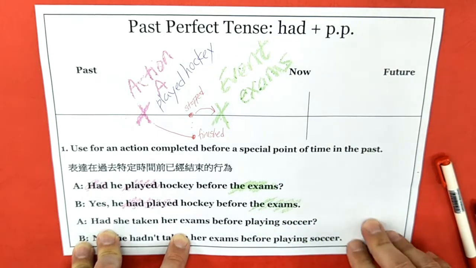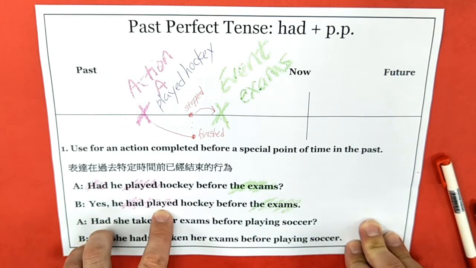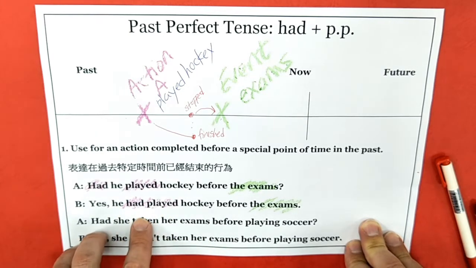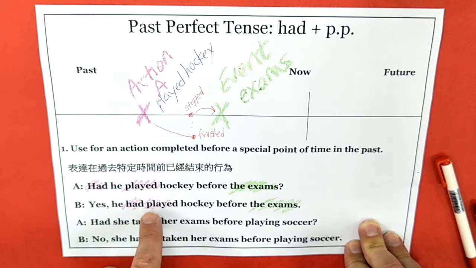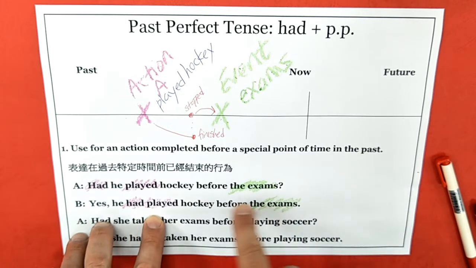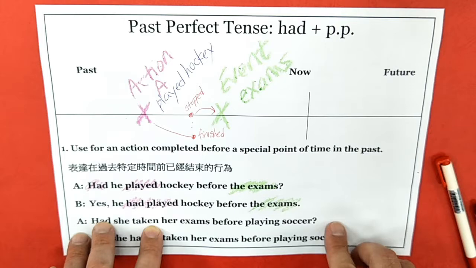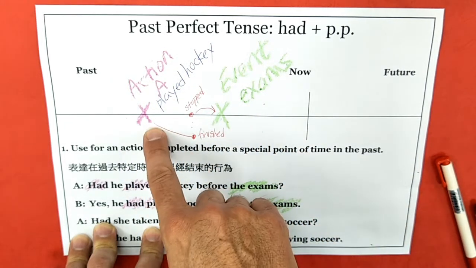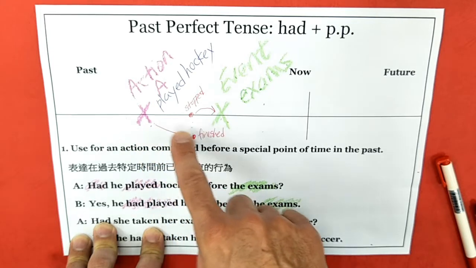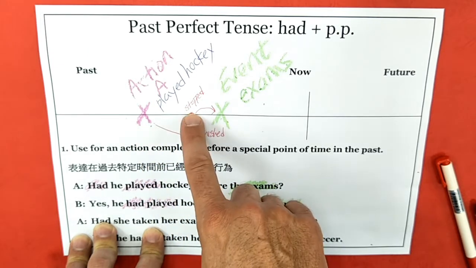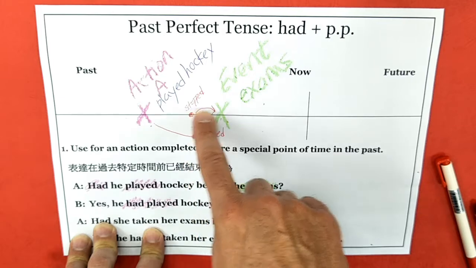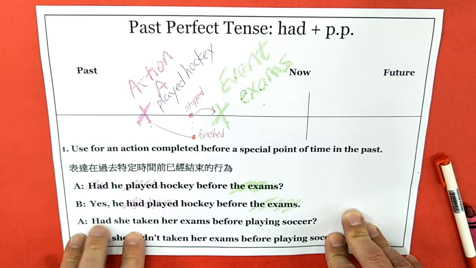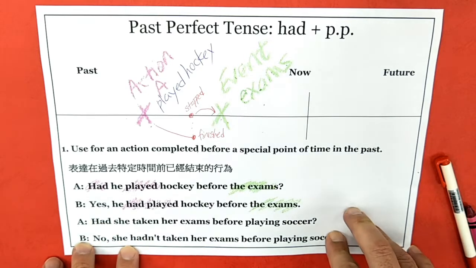Because I used the past perfect, had played, I know that had played hockey happened first, and before the exam started, hockey was finished. Again, we are looking at two events. One action started in the past, it finished, it stopped, it's over, and that stopped before an event, for example, the exams.